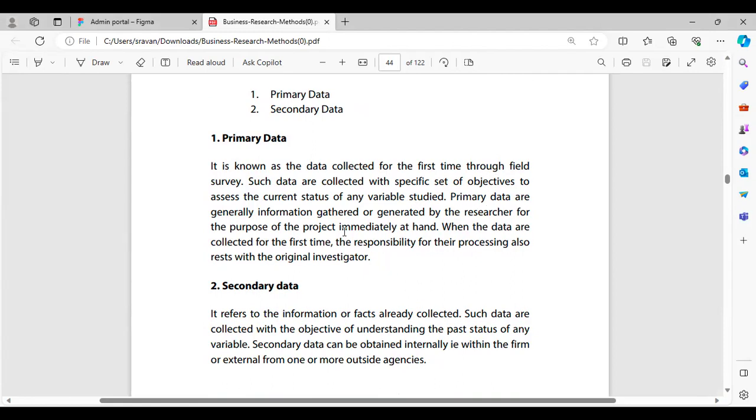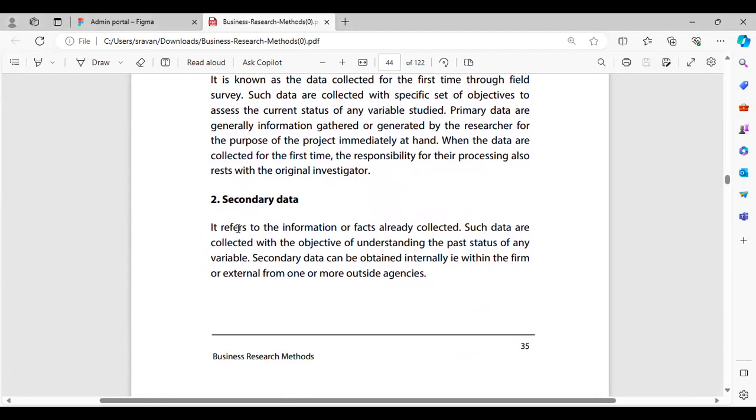So primary data are generally information gathered or generated by the researcher for the purpose of the project immediately at hand. When the data are collected for the first time, the responsibility for their processing also rests with the original investigator.